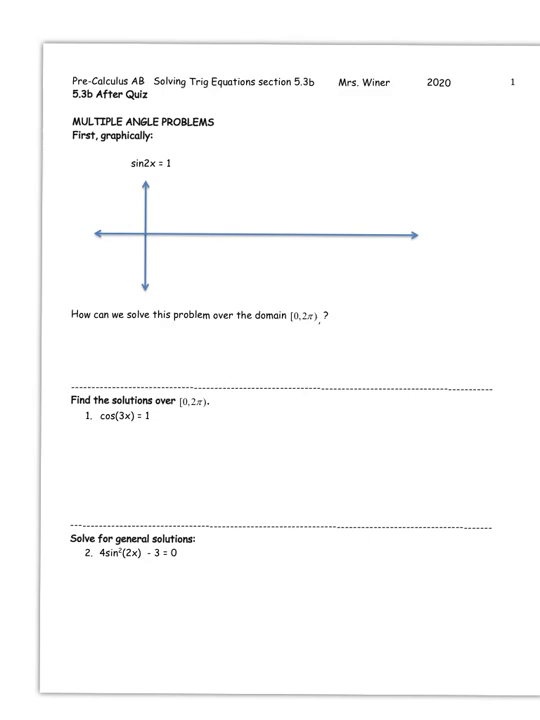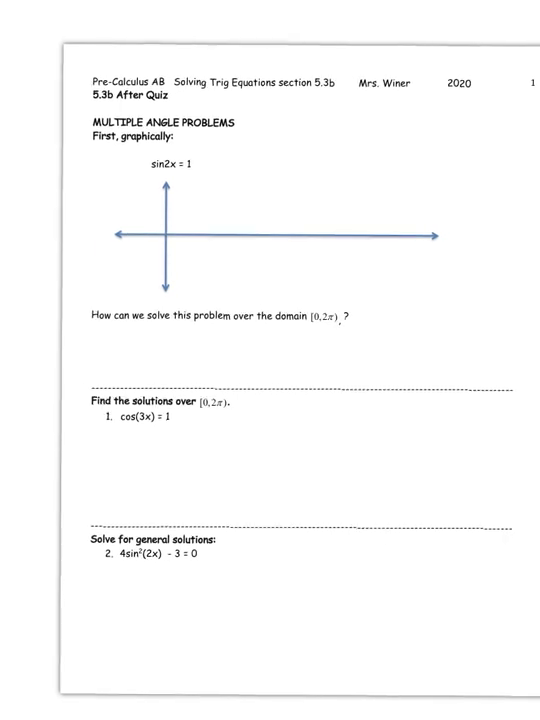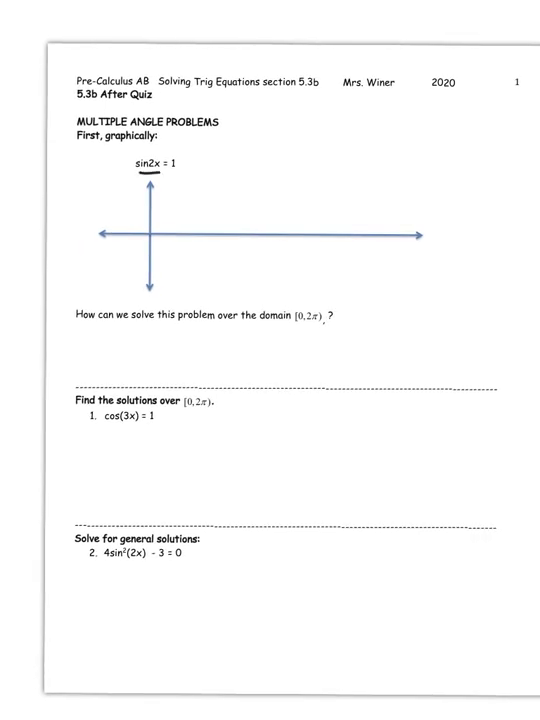All right, so we are going to finish 5.3b, and we're talking about multiple angles. So when you see it says the sine of 2x equals 1, we have to do something completely different. It's this whole idea of there being what I'm going to call a double angle or a triple angle, and it's just a completely new technique.